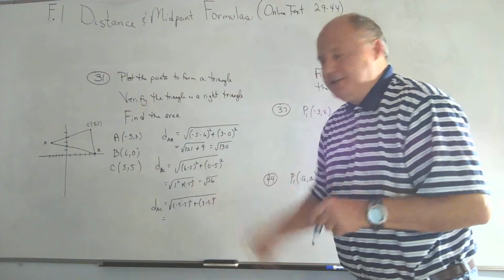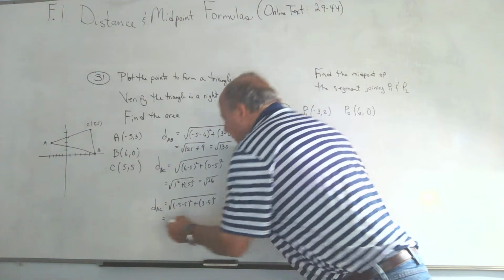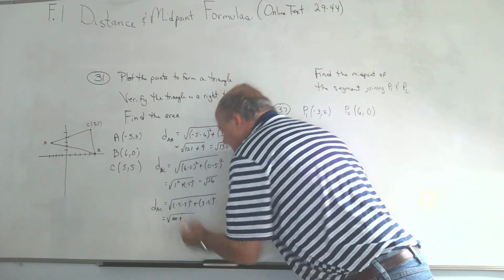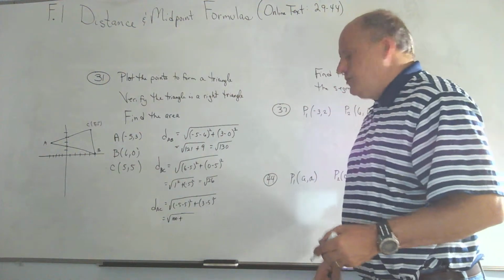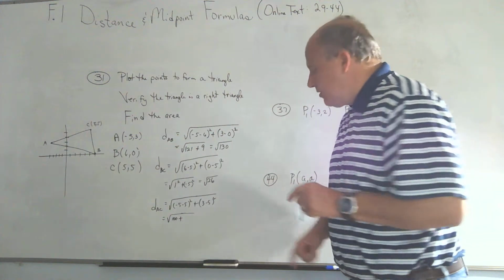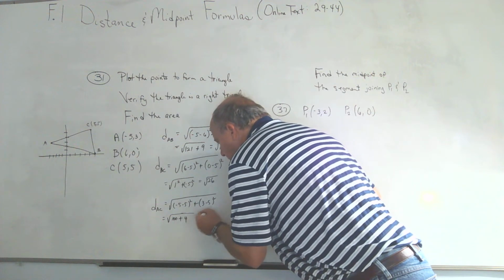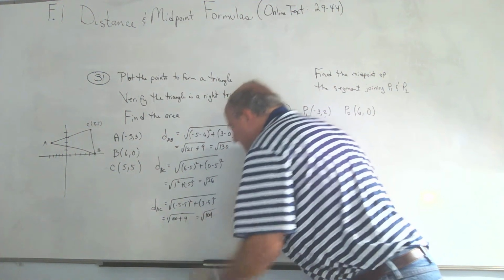So those abscissas are 10 units apart. 10 squared is 100. Plus, negative 3 take away 5 is negative 2. So those two ordinates are 2 units apart. So 2 squared is 4. So that's the square root of 104.